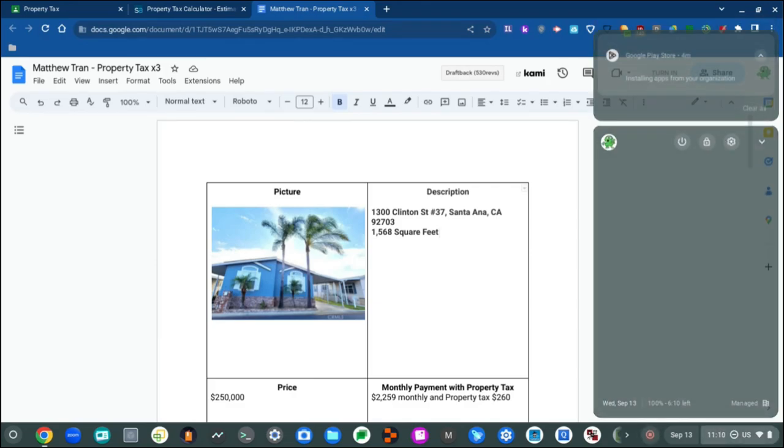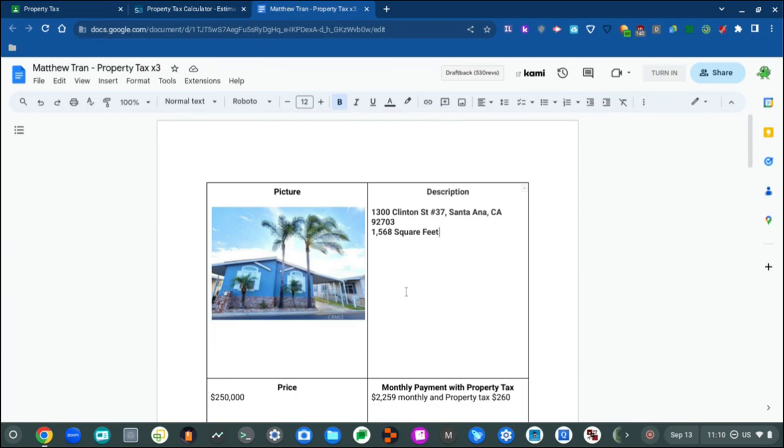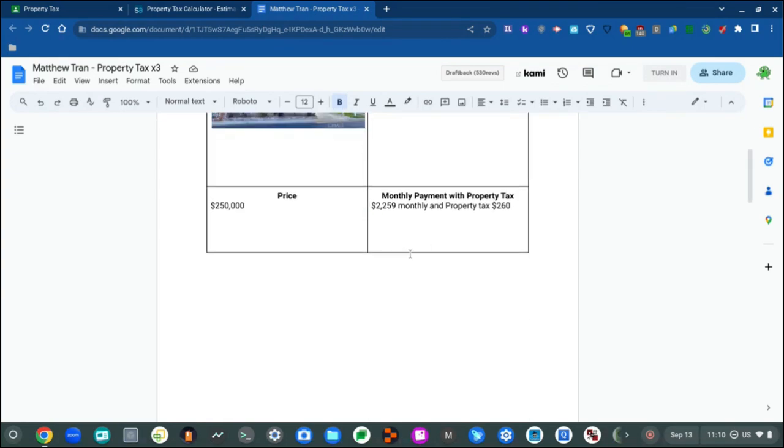That's how much extra you're going to pay per year for that house. That's how much extra you're going to pay per year for that. Not this. Don't put this amount down. Anybody having trouble with the property tax calculator?